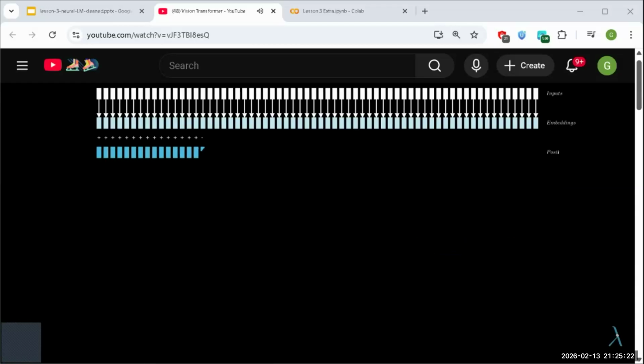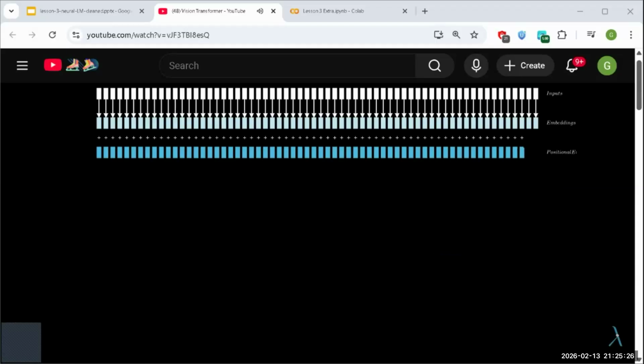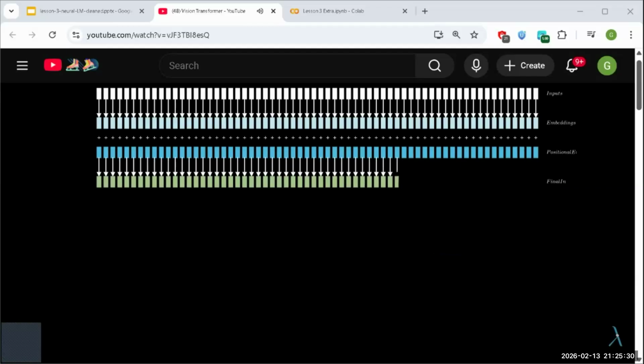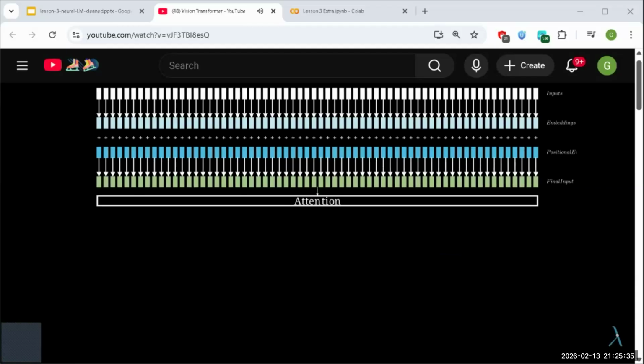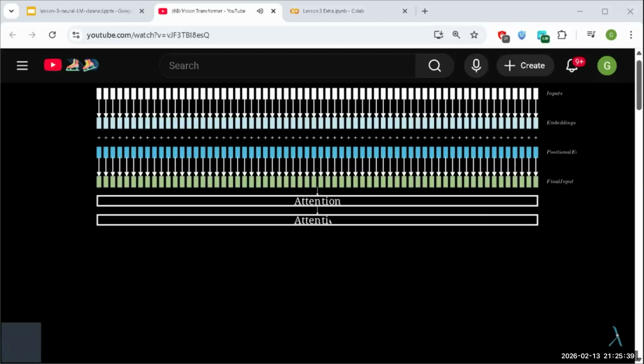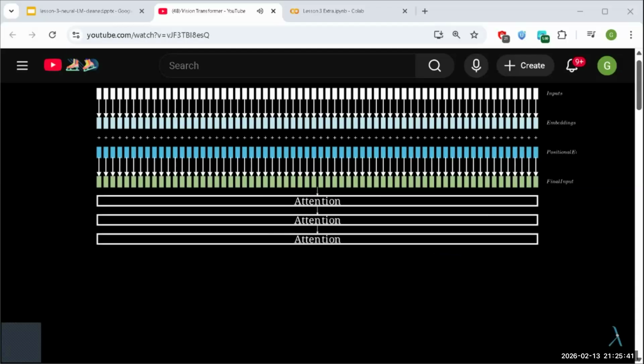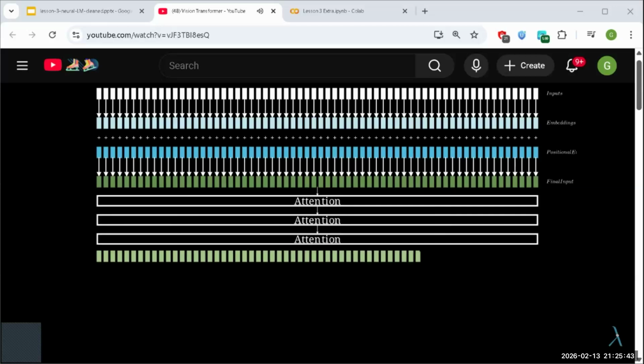For this, we add positional encoding to the embedding vector to incorporate position information into the vector. After adding position encoding, we get the final vector to feed into the attention block. Now the data seems ready for the attention block to develop relationships between patches. We apply multiple attention blocks and then obtain the output. After these attention layers, the final output is ready. At the end, we apply a neural network with softmax for classification.